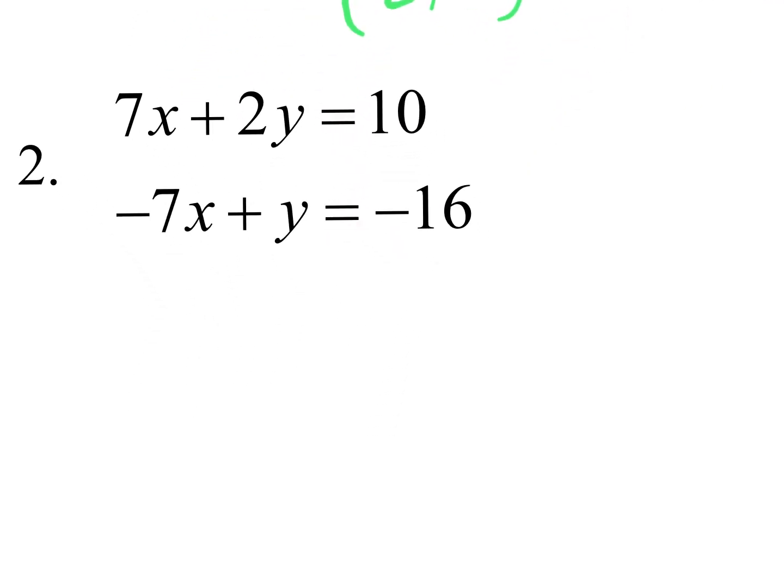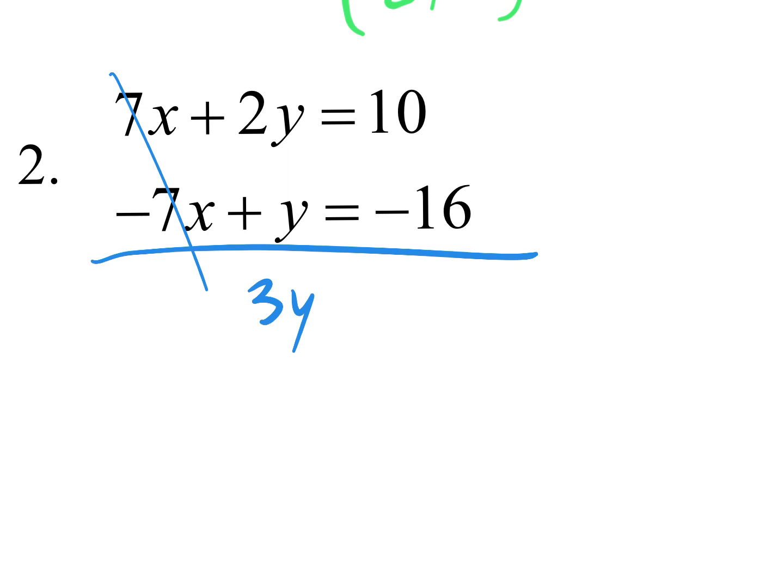What do you think of that one? Is that ready to combine the lines, or do I have to modify something? It's ready to combine the lines, right? So let's do that. Let's put a line and let's combine the lines. What's 7x take away 7x? It cancels out. It eliminates. How about the 2y plus 1y? 3y. How about 10 plus -16?